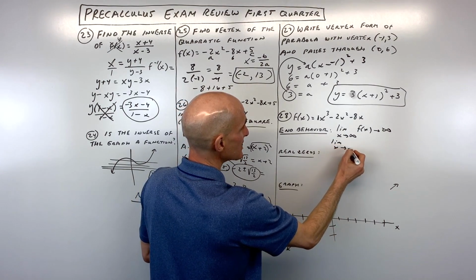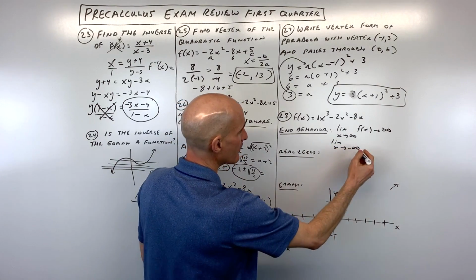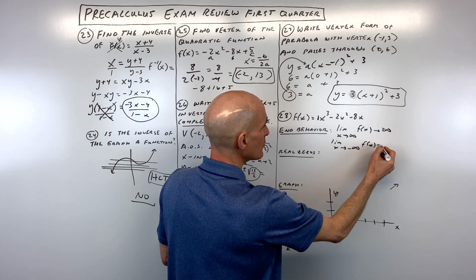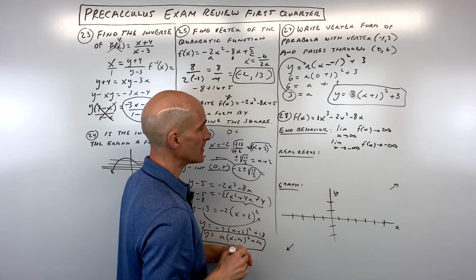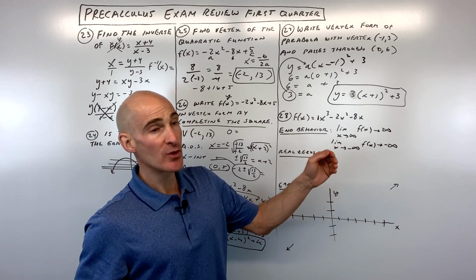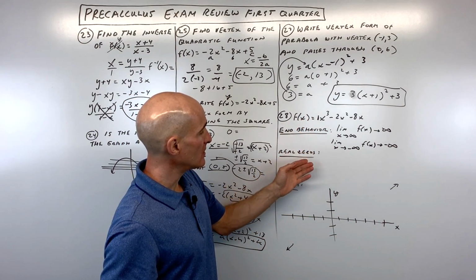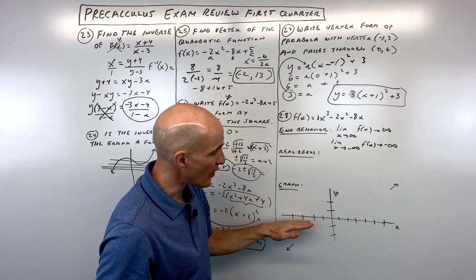But if you say the limit as x goes to negative infinity, meaning as you go to the left, what happens to the y values? Well, f of x is going down to negative infinity. As far as finding the zeros, what you do is you set the y value to 0 to find the real zeros, and those are going to be our x-intercepts.